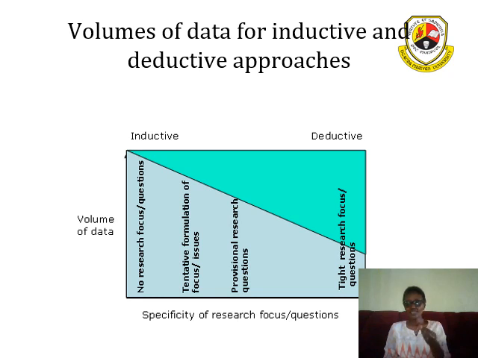Now, volumes of data differ based on whether you're doing qualitative or quantitative research. Normally, in qualitative research, our research area may be very small, but our data collected is normally huge. So if you look at this diagram, we are seeing that on the qualitative side, or the inductive side, remember the research question is usually wide. The focus may be a bit wide, and the data collected may be focusing on a narrow place, but usually huge amounts of data.